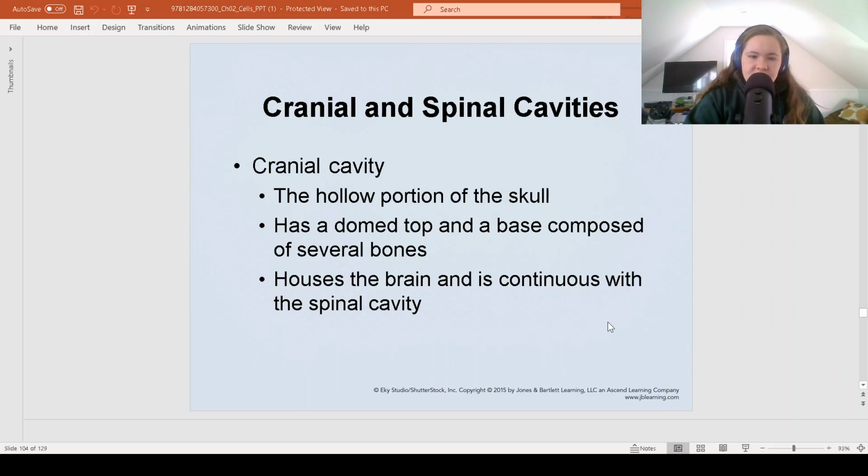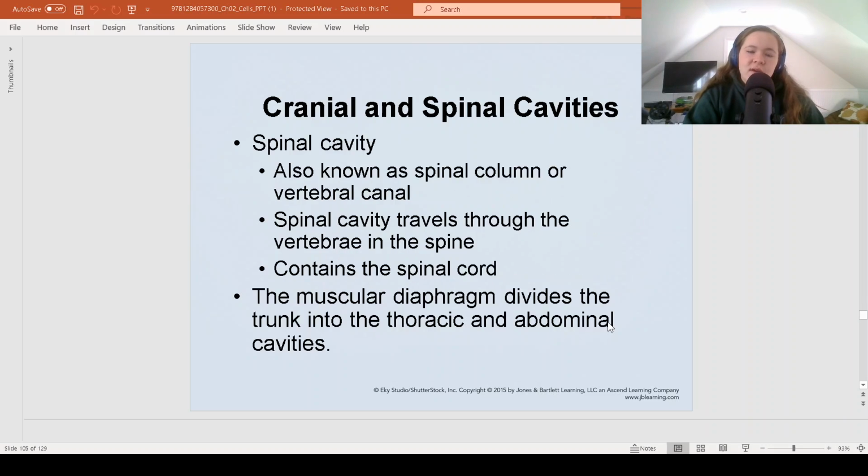Cranial and spinal cavities. The cranial cavity is the hollow portion of the skull and has a dome top and a base composed of several bones. This houses the brain and is continuous with the spinal cavity. The spinal cavity is also known as the spinal column or the vertebral canal, and it travels through the vertebrae and the spine. This contains the spinal cord.